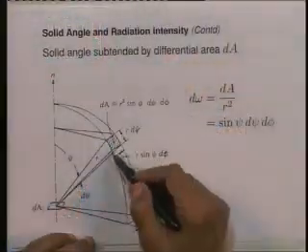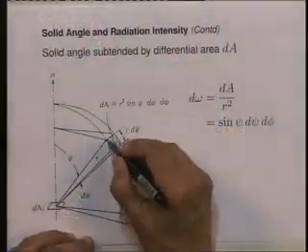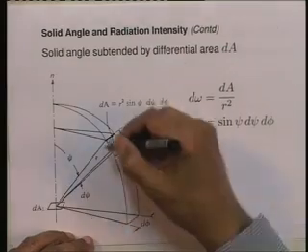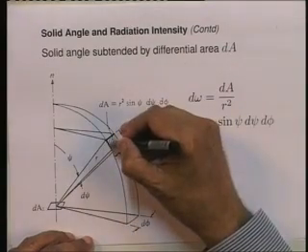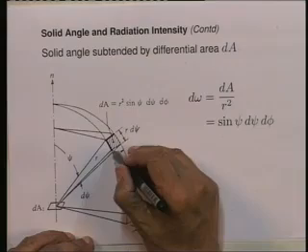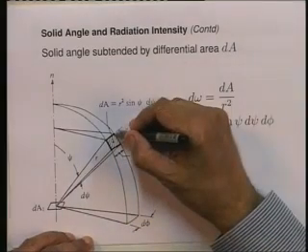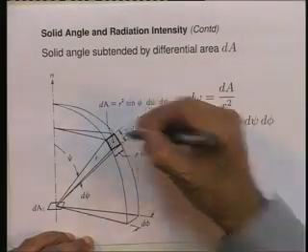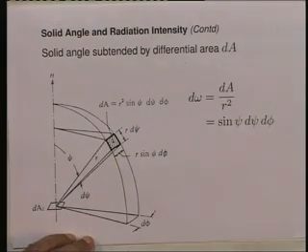Okay. Now, let us go on. We would next like to derive an expression for the solid angle subtended by a differential area dA. Suppose I have some differential area dA which I am showing here in a spherical coordinate system like this, all right. This is dA shown in a spherical coordinate system.